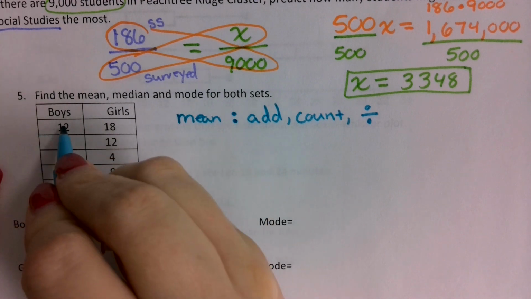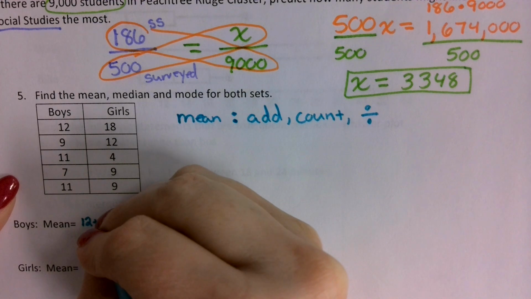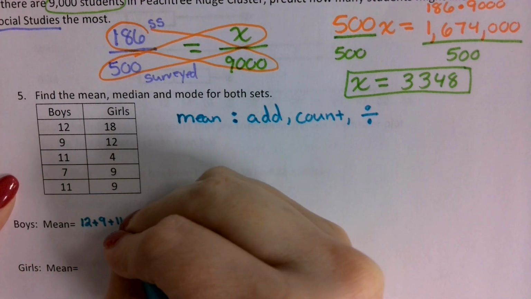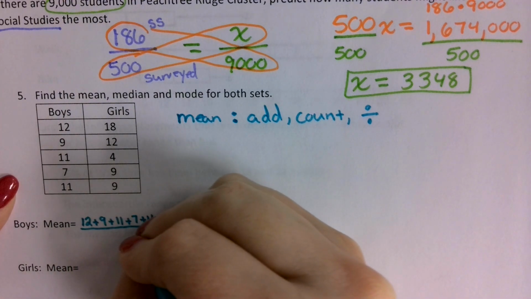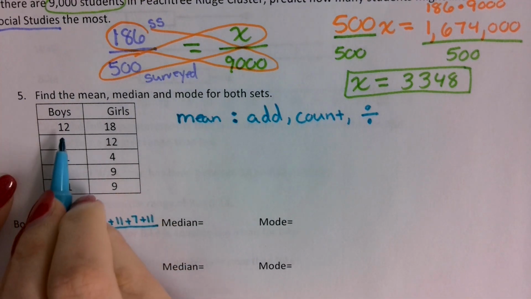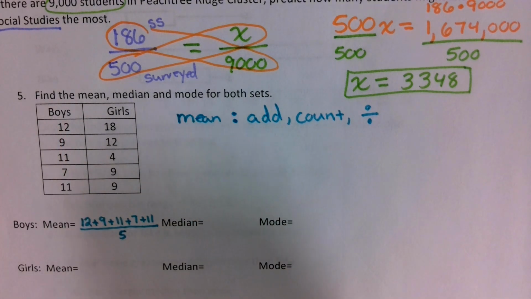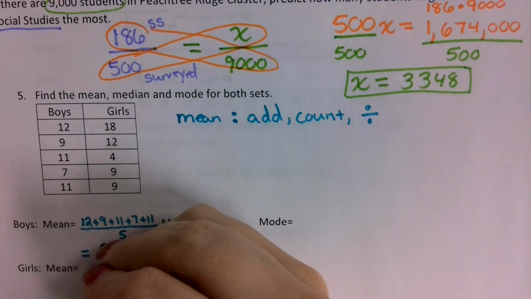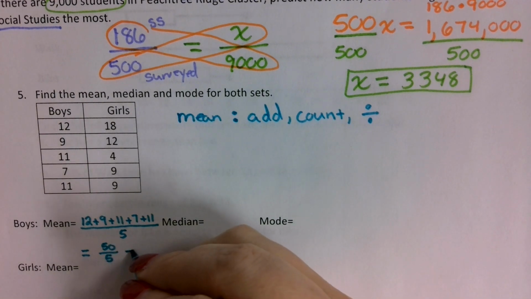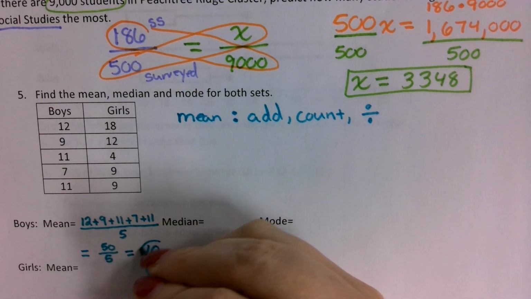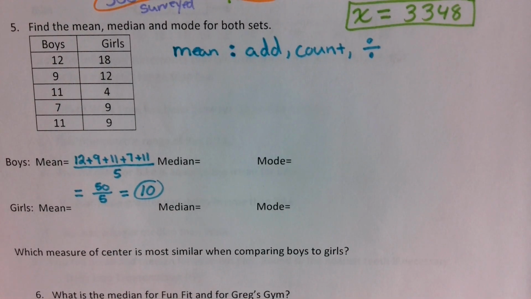So we're going to take the values for the boys. We've got 12 plus 9 plus 11 plus 7 plus 11. We're going to add all those together, and then we're going to divide it by 5 because we have 5 numbers. Okay, when we add everything together, that comes out to 50. So we have 50 divided by 5, and 50 divided by 5 is just 10. So the mean for the boys is going to be 10.